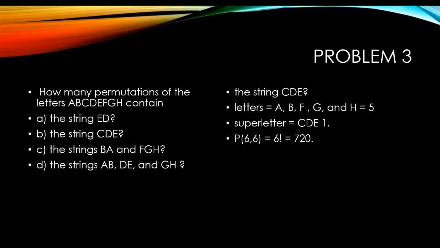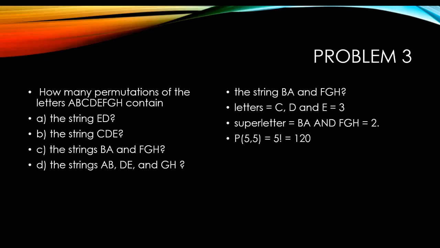Okay. Now let's move on with letter C. Same scenario, same treatment. So we're just going to have 2 super letters, BA and FGH. Okay, so what are the letters left for the permutation? We have C, D, and E. So we have 3. And BA and FGH, we have 2 elements, super letters. Adding 3 plus 2, we have 5. So 5 factorial is 120. So we have 120 patterns that contain BA and FGH.